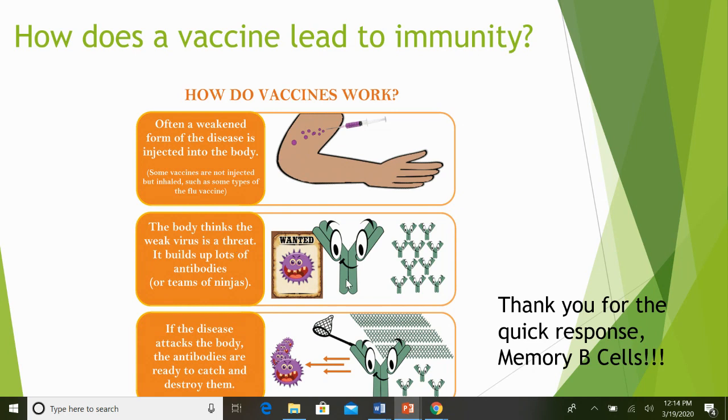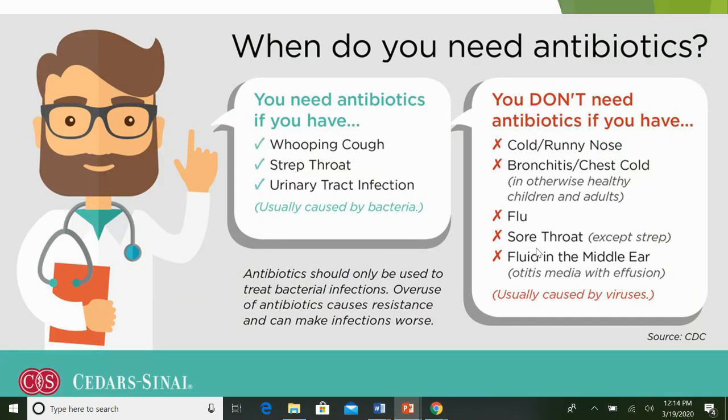But once you have those memory cells, if you ever do get exposed to that particular pathogen, those memory cells have that secondary immune response and now just massively produce tons of antibodies, and you never get sick from it. So vaccines work. Vaccines are awesome. They're a way for you to build up that immunity, that acquired immunity, without you ever having to get sick the first time.